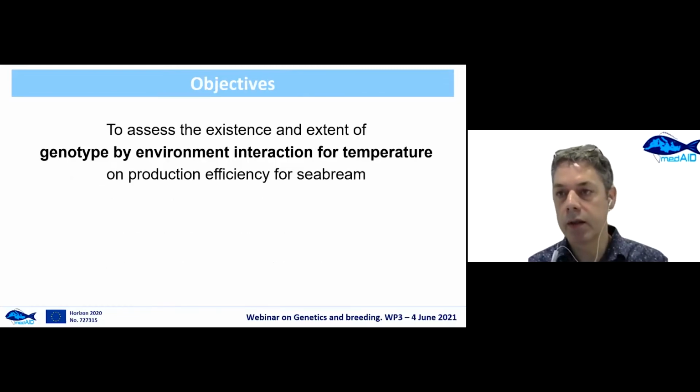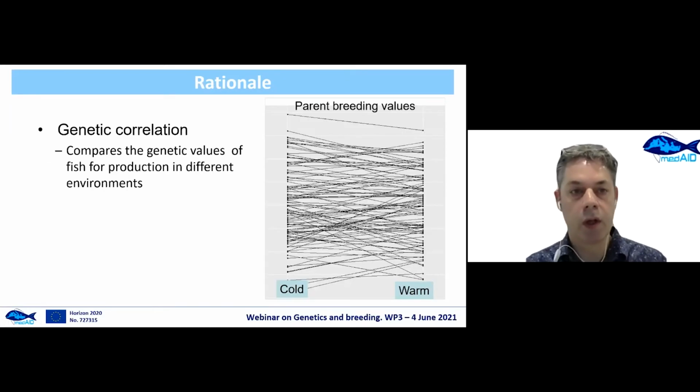Okay, this is the objective as it was stated at the beginning of the project, and this is what we did. We assessed the existence of genotype by environment interaction. We aimed to vary the environments based on temperature. I'll show how that was done. And we aimed for traits that are related to production efficiency. And the way we measure genotype by environment interaction is by looking at correlations. And the first thing I'm going to do is to explain a little bit what these correlations look like.